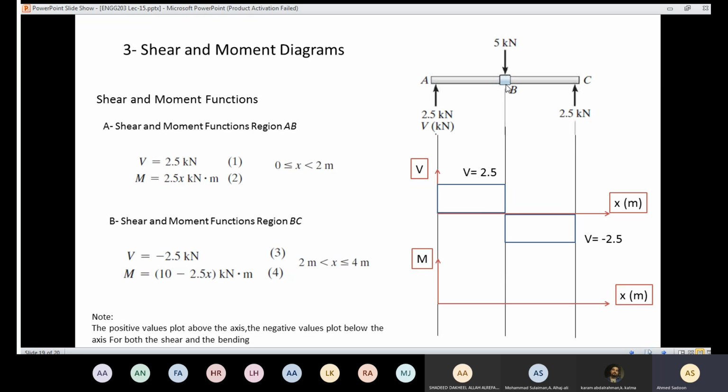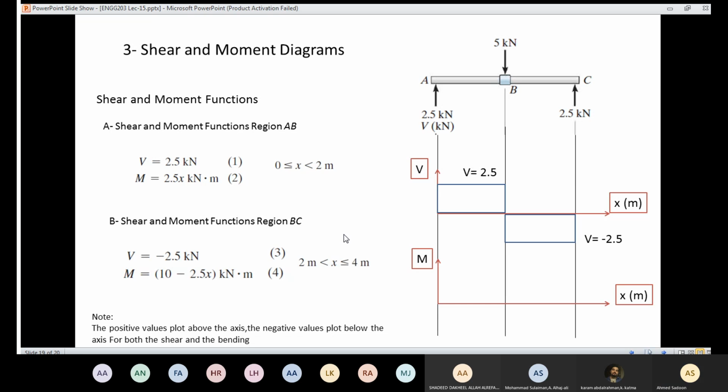Again, for region AB, I'm going to use that equation, M equal 2.5x. So now the diagram depends on the value of x. So how am I going to draw the diagram in that region? Like you can see here, that equation is the equation of a straight line. And we know that for the equation of a line, if I know 2 points, I'll be able to draw the line. So here I have a line, but I don't know how to draw it. If I have 2 points, for example, the values at that point and the values at that point, I'll be able to draw the diagram here.